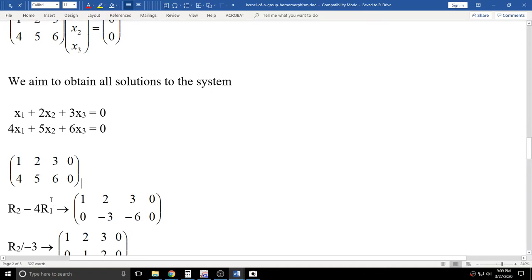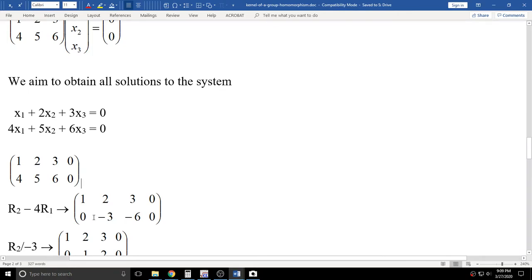Row 2 minus 4 row 1. So let's do the calculation. 4 minus 4 times 1 is 0. 5 minus 4 times 2 is 5 minus 8, which is negative 3. 6 minus 4 times 3 is 6 minus 12, which is negative 6. 0 minus 4 times 0 is 0.